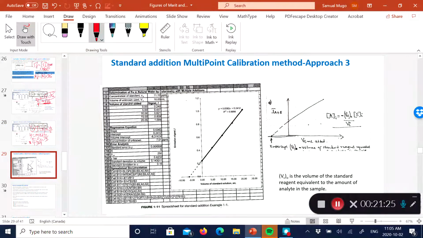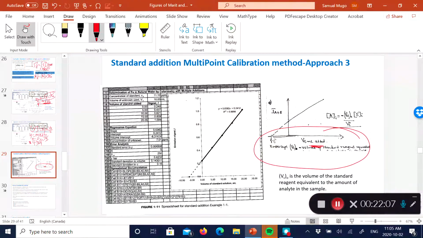But there's another approach that I think is even easier. In this case, the y-axis remains what the instrument spits out at you in terms of the signal. However, for the x-axis, instead of plotting the concentration of the standard, simply plot the volume that you added into each of the volumetric flasks. So take note of this volume, say volume in mL, that you added in each of the volumetric flasks. Okay, and you do the calibration and it's going to be linear.